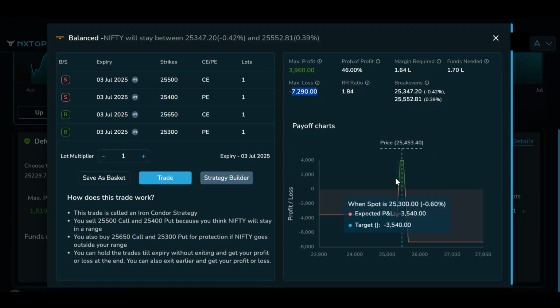So here they have given the range becomes a bit tighter. So basically, if the market is anywhere between 25,347 and 25,521, you make a profit. Below that, you can move the cursor and see the loss.